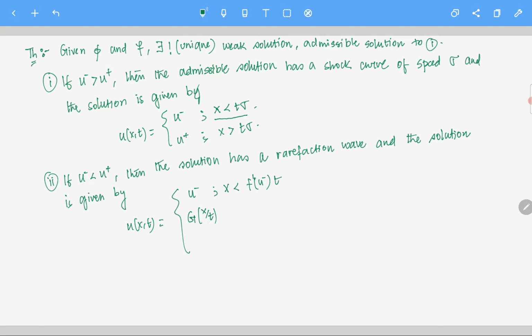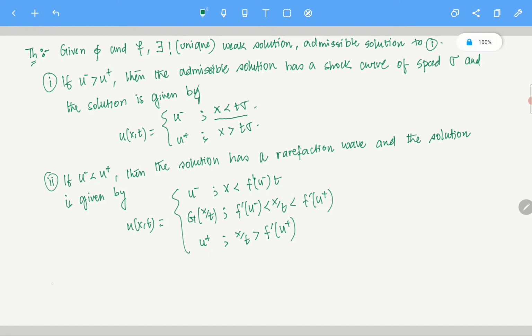So in our earlier example, which we just did in the other video, the second example, g of x,t was actually x by t, okay? That was because of our initial condition, so don't worry about it. This is just a general version of that, okay? So u is g of x by t for f prime of u minus less than x by t less than f prime of u plus, okay? I hope this is fine. And u plus when x by t is greater than f prime of u plus, clear?